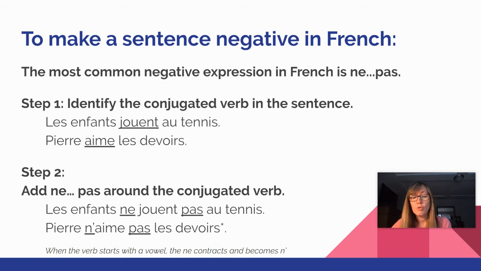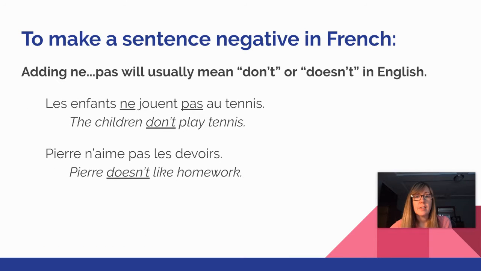Les enfants ne jouent pas au tennis. You've got your ne, your conjugated verb, and your pas. And then Pierre n'aime pas les devoirs. You've got your ne, your conjugated verb, and your pas. And then notice when the verb starts with a vowel that the ne contracts, you drop that e, and you just do an apostrophe. Like I said, we've been doing n'aime pas for months now, since almost the first week of French 1.